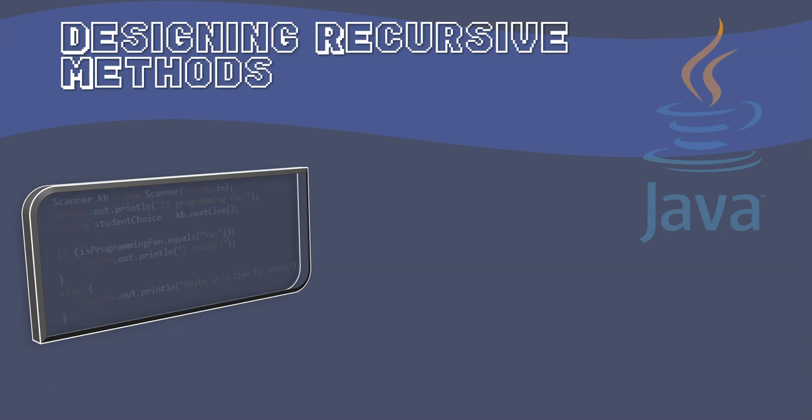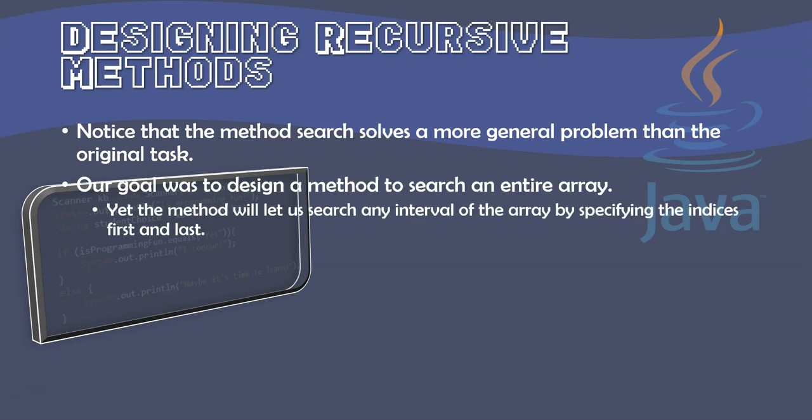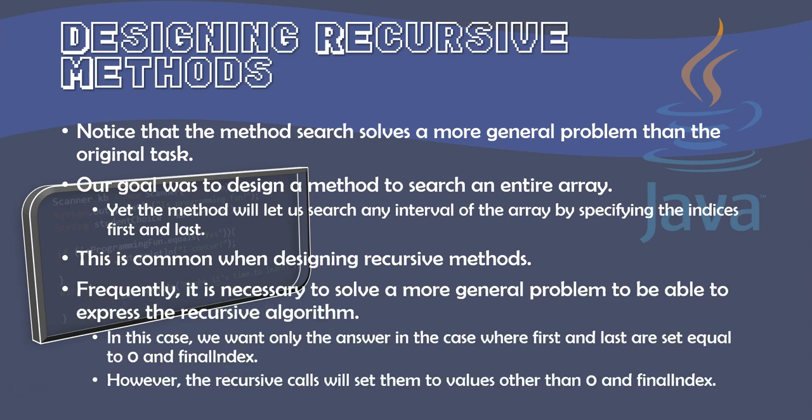So going back to designing the recursive methods, you'll notice that the method search solves a more general problem than the original task. Our goal was to design a method to search an entire array, yet technically this method will search any interval of the array by specifying the indices first and last. Now this is something that can be quite common when you start designing recursive methods. Frequently it's necessary to solve a more general problem to be able to express the recursive algorithm.